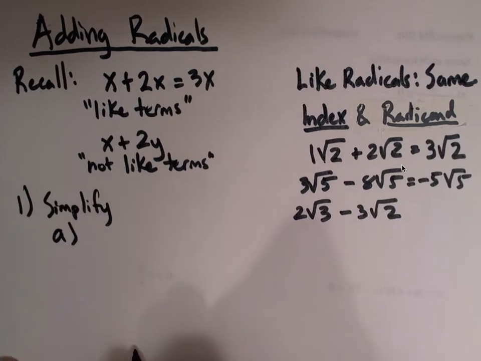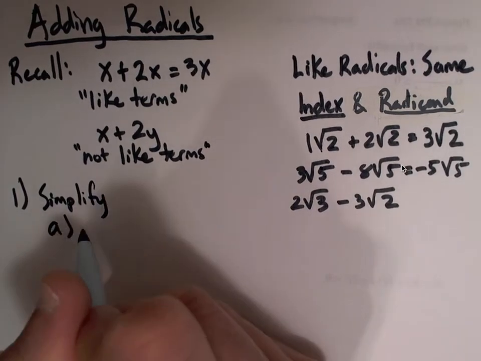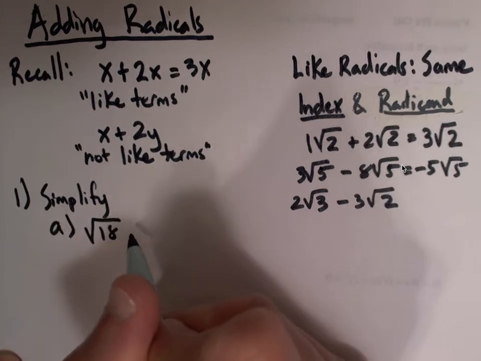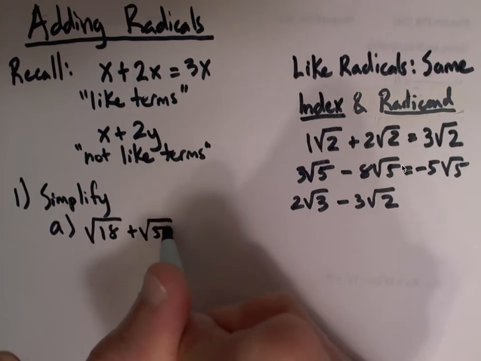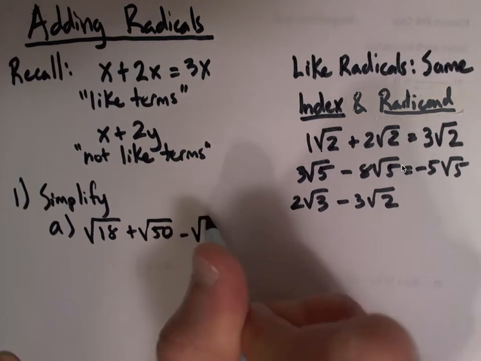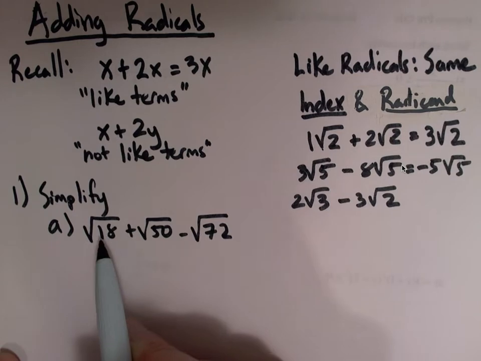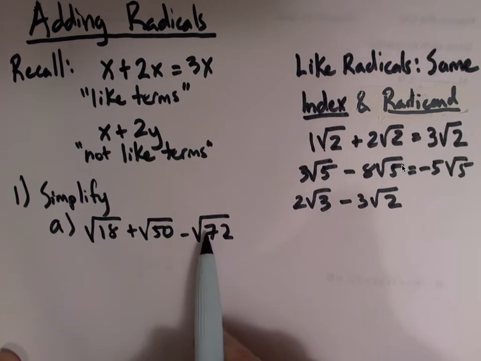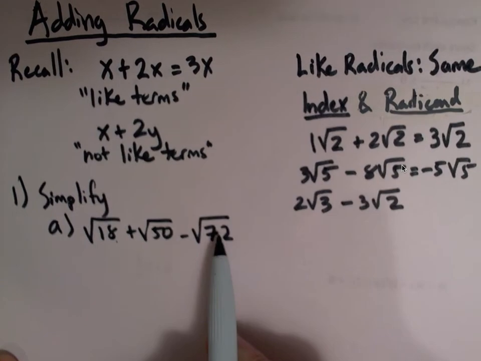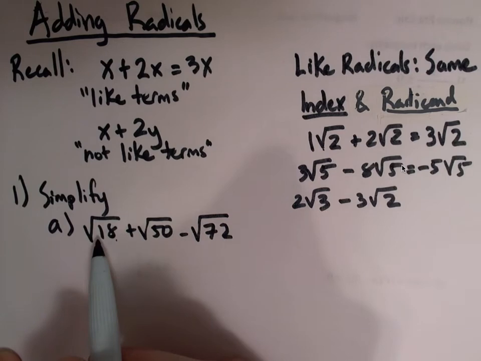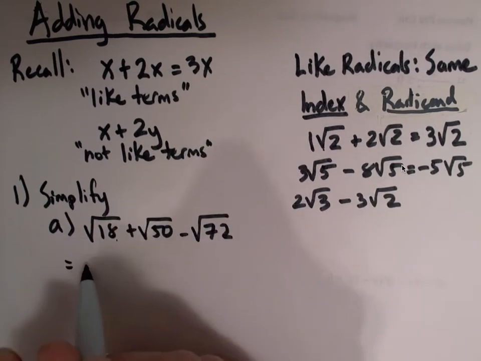Okay, first off, let's try the square root of 18 plus the square root of 50 minus the square root of 72. Alright, so first off, at first blush, it looks like no, they're not like radicals because the number inside the radicand is different. But we can actually try to simplify these guys. So let me take a look at the square root of 18.